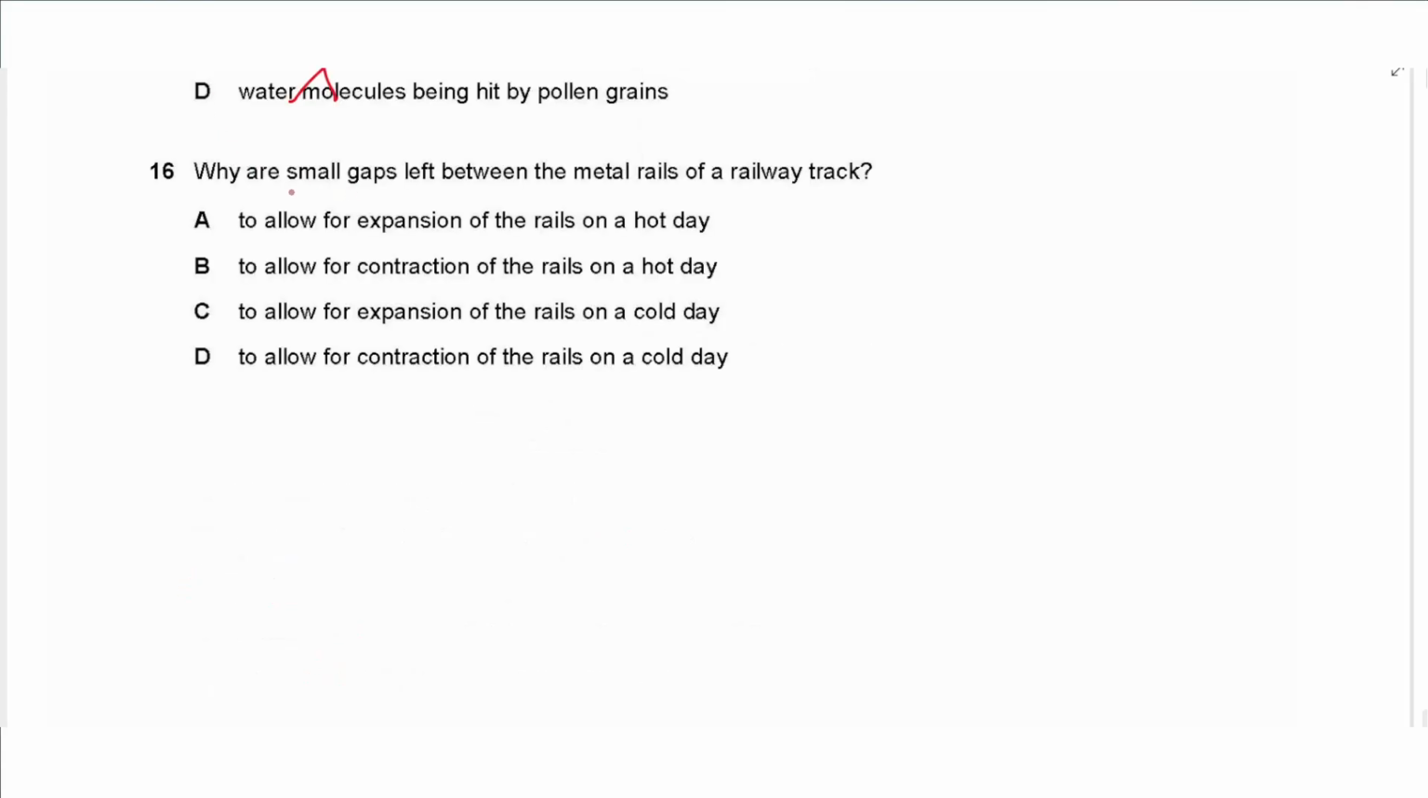Question 16 says, why are small gaps left between the metal rails of a railway track? To allow for expansion of the rails on a hot day, to allow for contraction. No, it's for expansion, but not on a cold day. It's for a hot day, so the answer is A.